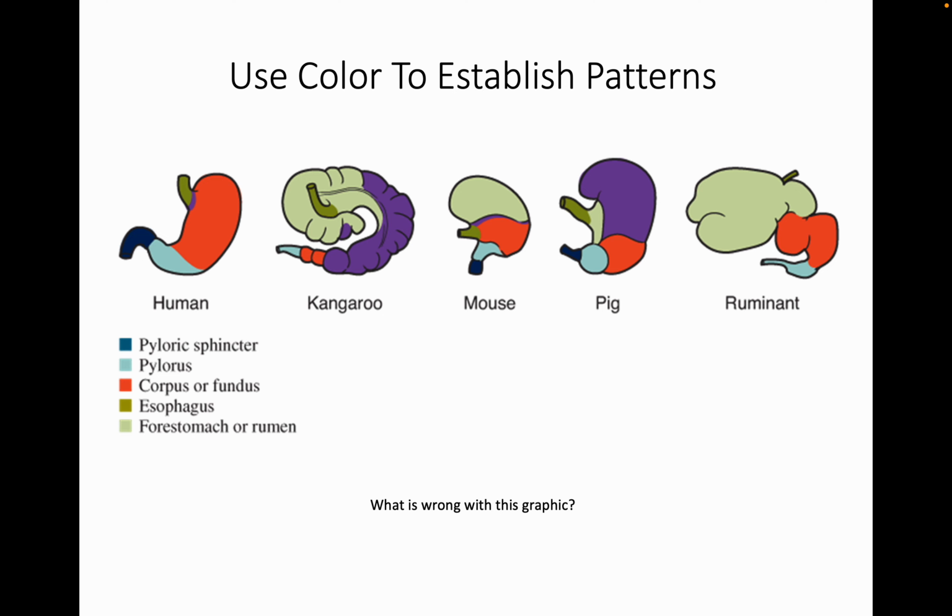You can use colors to establish patterns. So we can see in this graphic that there are explanations for what each color means. But unless you struggle with color blindness, you can probably see that there is purple in 4 out of 5 of these images, but there is no description below of what the purple means. So make sure your colors are establishing a pattern.